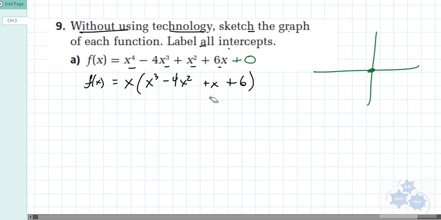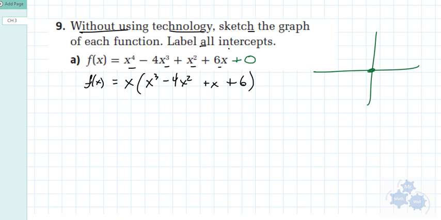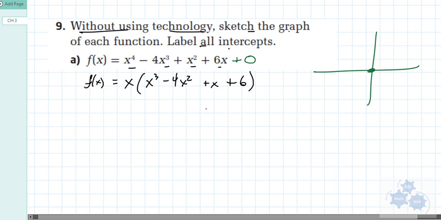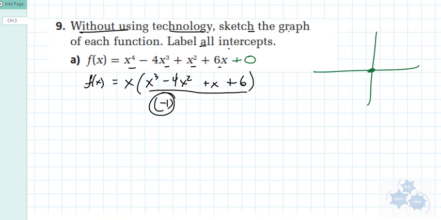So what are some of the factors that we're going to test? x what? x plus 1, x minus 1, x plus 2, x minus 2, x plus 3, x minus 3, x plus 6, x minus 6. They have to be factors of 6, those a values, right? All right, so I'll save you a little bit of time. It looks like x equals negative 1 would give us a value of 0. We plug x equals negative 1 in here, right? That's negative 1. That's going to be minus 4. That's going to be minus another 1. So that's negative 6 plus 6, right?